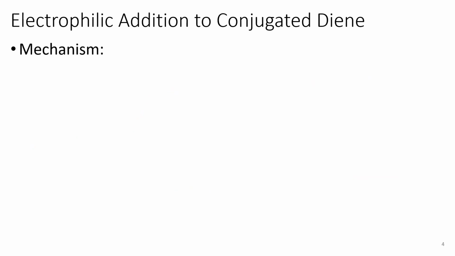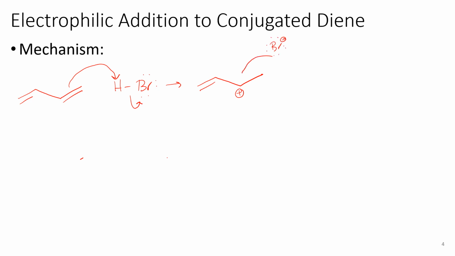So let's look at the mechanism of how we end up producing both the 1,2 and the 1,4 products. So I'm going to start with my conjugated system, and we're going to react it with the electrophile. So one of the alkenes is going to react with the electrophilic hydrogen, breaking the bond between that hydrogen and that bromine to initially produce our carbocation. This initial carbocation will react with the bromide ion, just like we saw in our previous sections, to produce that 1,2 addition.